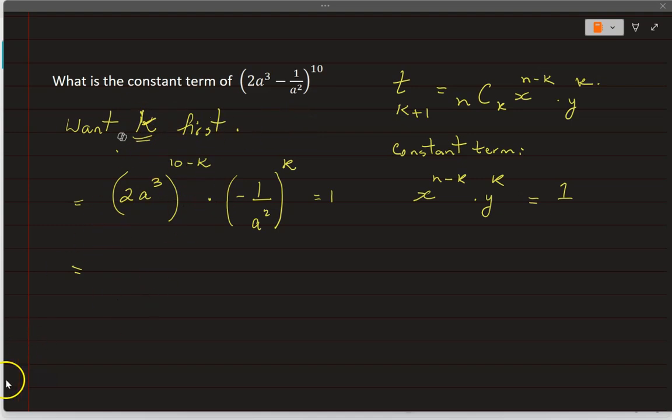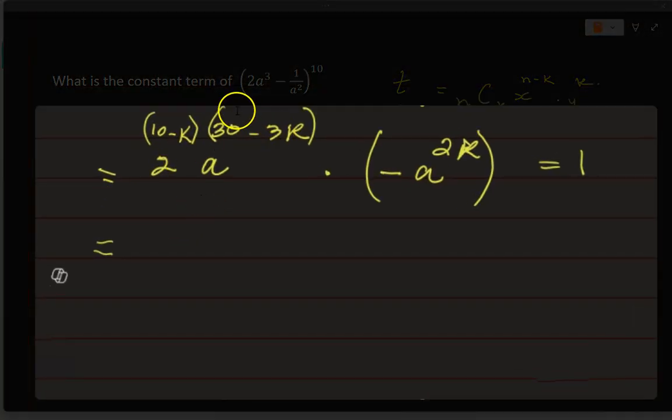So let's go ahead and simplify. When you simplify it, make sure you remember your exponent laws. That's what we're going to have, right? Now, at this point, we are only interested in a's. We are not interested in the coefficient 2 and the negative 1 in here. So we can actually ignore these two, the 2 to the 10 minus k and a minus 1 in here in front of a squared, and then do the math on that one.